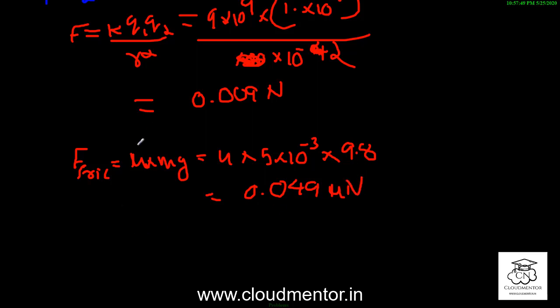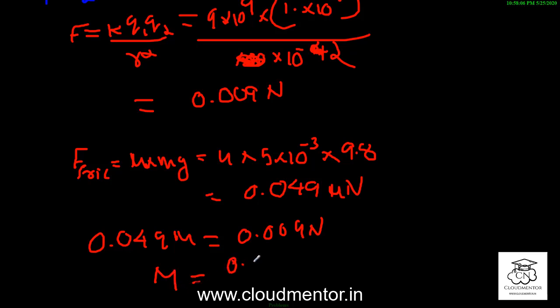So we can equate now: 0.049 mu equal to 0.009 Newton. Now we will get mu as 0.009 divided by 0.049, that will be 0.18. So the answer is 0.18.